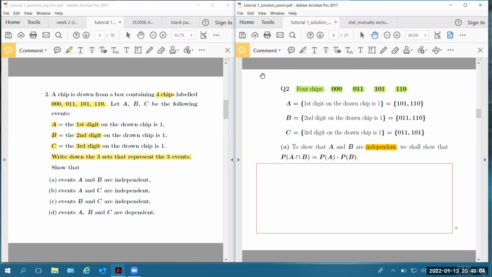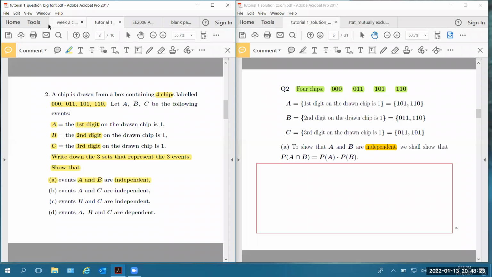Thank you, Professor. All right. So now let's go and do part A. This part A is like that. You want to show that events A and B are independent. You want to show that 2 events are independent.